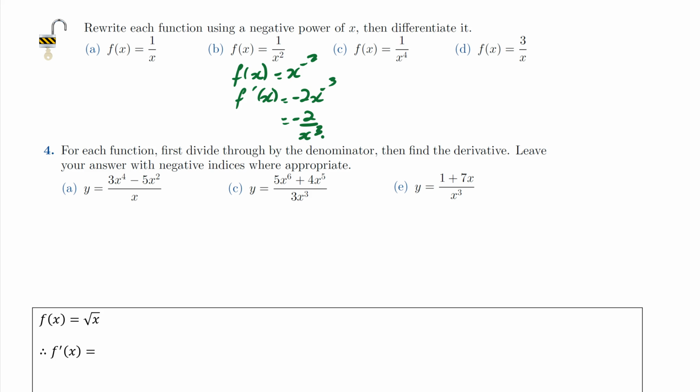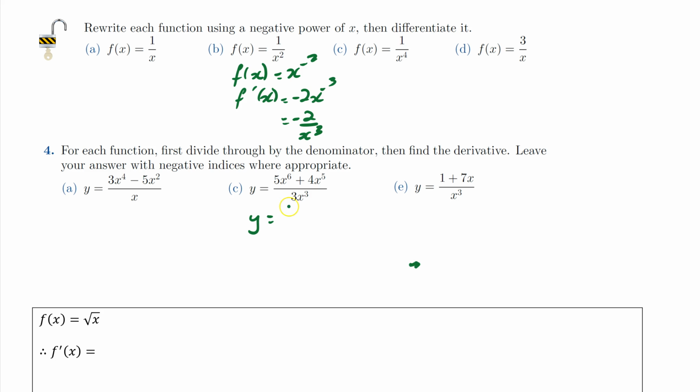Now, down below here, it's a bit more complicated because we've got things being multiplied and divided. So all that we can really do, again, is simplify algebraically to start with until we get a better rule later on. So if we do the middle one here, if y equals these things, then it equals 5x to the 6 over 3x cubed, and it equals 4x to the 5th over 3x cubed. So we could break it up into two terms.